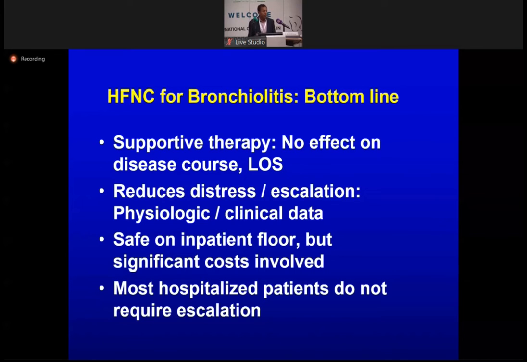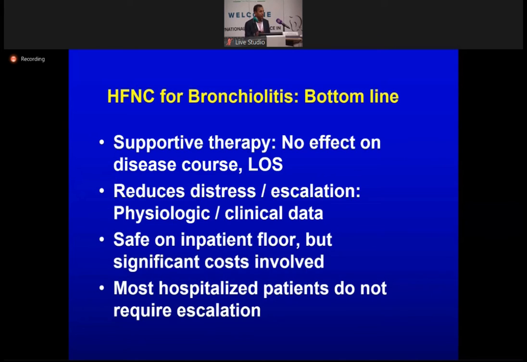Remember that it does not have any effect on the disease course or on the length of stay. It mainly reduces symptoms. It reduces the distress, escalation, distress both for the infant as well as for the caregivers, the parents, and even the medical providers. It's safe to be used on inpatient floors, which is very important. The patient does not have to be transferred to the ICU. And most hospitalized patients who are started on high flow nasal cannula oxygen do not require further escalation.